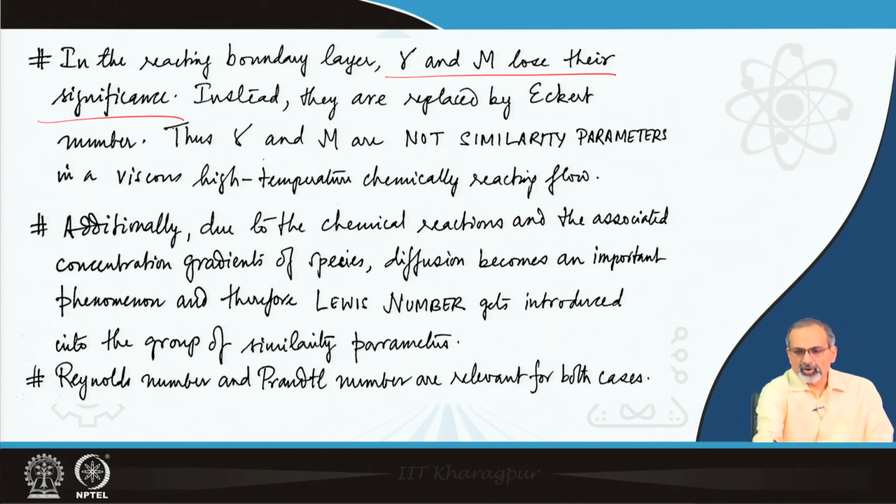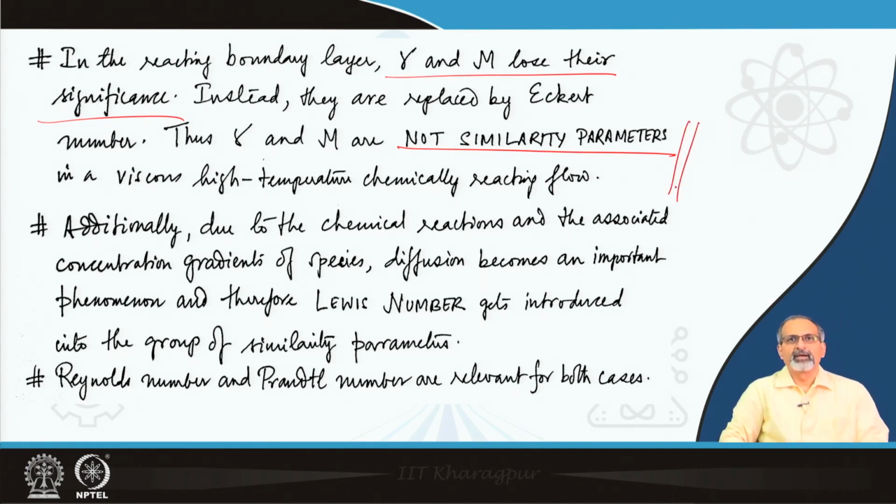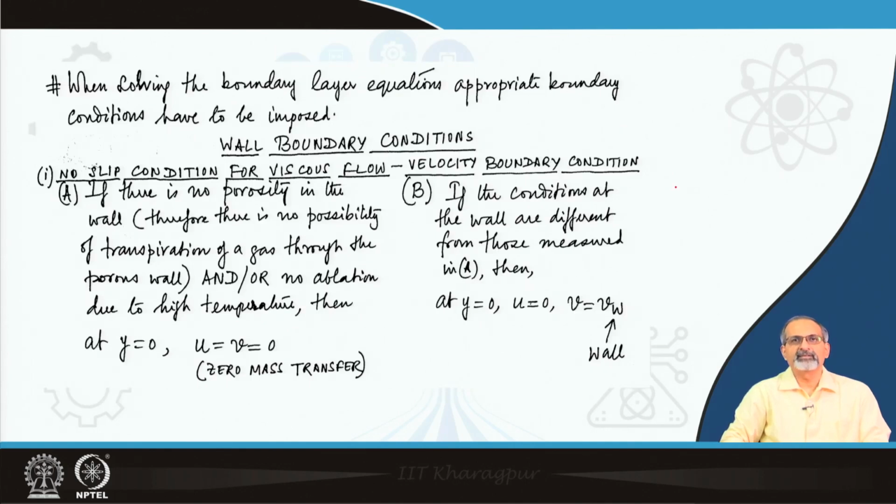Gamma and M are not similarity parameters in a viscous high temperature chemically reacting flow, which needs to be taken into account. Additionally, due to chemical reactions and the associated concentration gradient of species, diffusion becomes an important phenomenon, and therefore, Lewis number gets introduced. Reynolds number and Prandtl number are relevant for both cases. So, we summarized here once again.